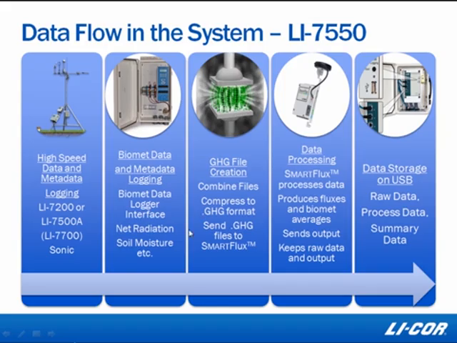This GHG file will contain the high-speed data and the metadata about the high-speed data. It will contain the slow biomet data and also the metadata about the slow biomet data. So everything that describes the data and allows us to process it is in that GHG file. As soon as that GHG file is created, it's shipped over to SmartFlux.